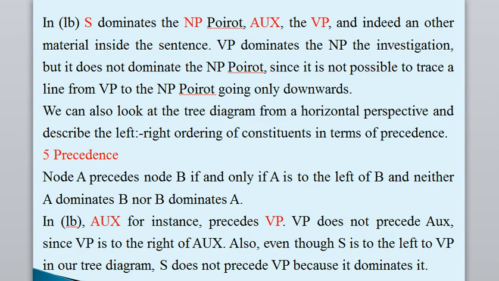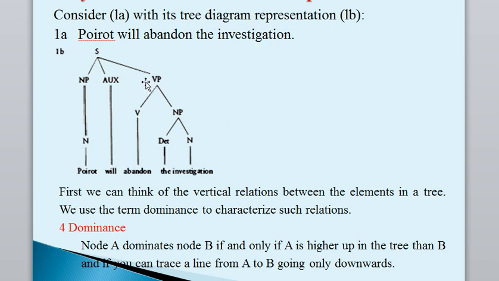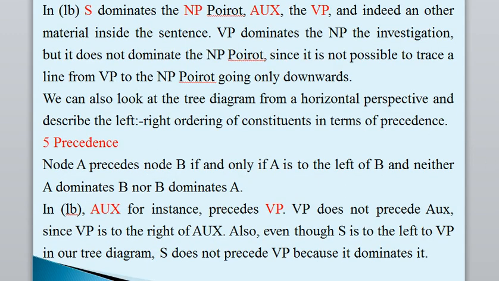In this tree diagram, for example, the VP cannot dominate N, Poirot, because we cannot trace a line from VP to N. So VP cannot dominate the noun, but VP can dominate the verb, or the NP here. So this is the term dominance, which is the vertical relation in the tree diagram.